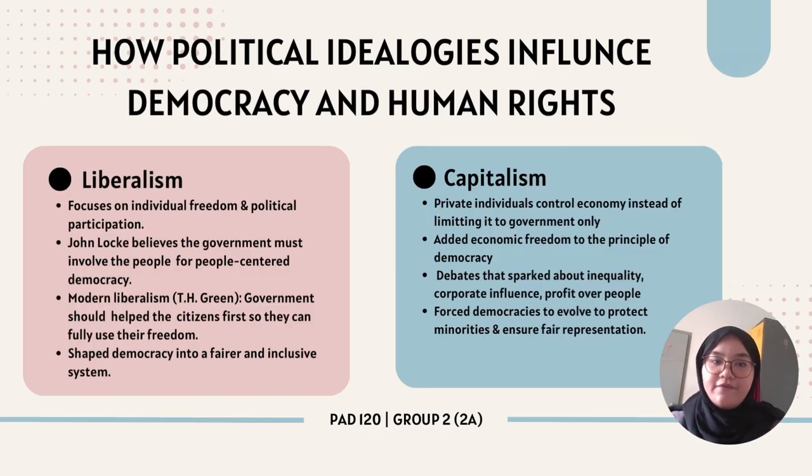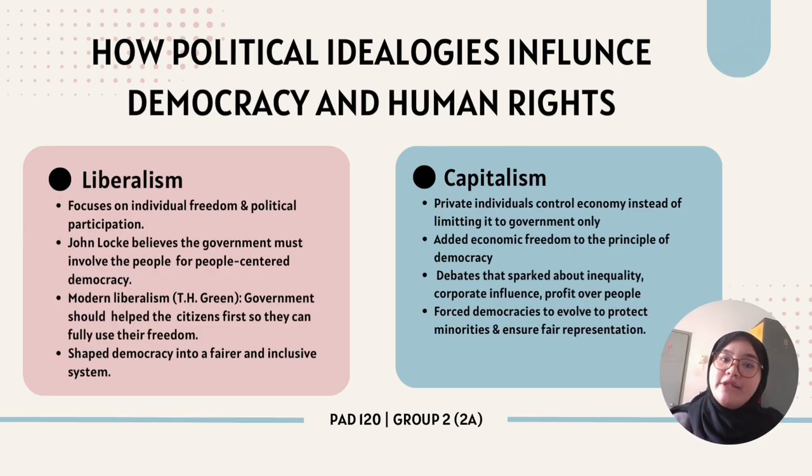So, in this part of the video, we are going to talk about how political ideologies influence democracy and human rights. We're going to start with liberalism. Liberalism is all about protecting individual freedom and encouraging public participation. Thinkers like John Locke believed that governments only work with the people's involvement. So, this shifted democracy from being elite-focused to people-centered.